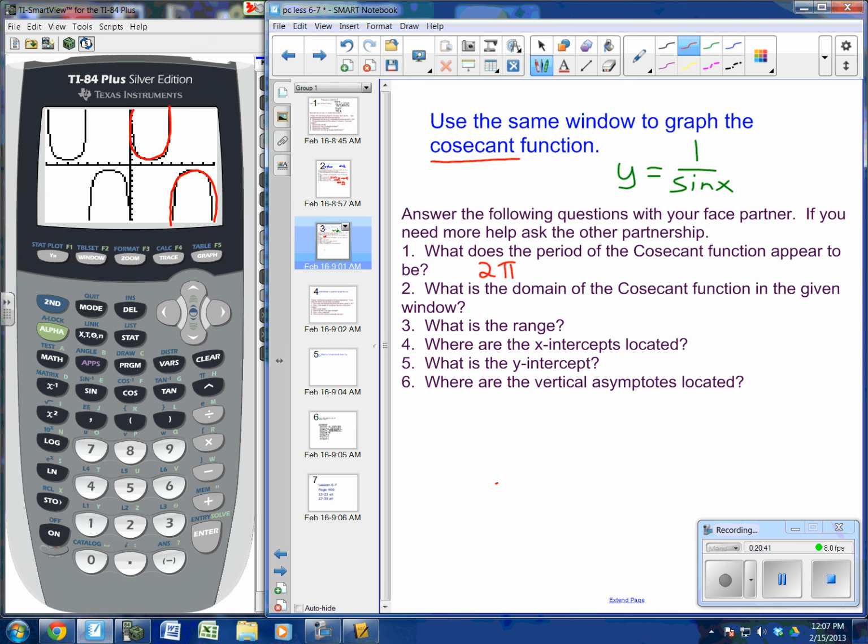What is the domain of the cosecant function? It can't be 0 because there's an asymptote right here at 0. Where else is there an asymptote? 2 pi, there's an asymptote right there. Pi, there's an asymptote. Where else? Negative pi. So what's the domain of this thing? All reals except for multiples of pi.